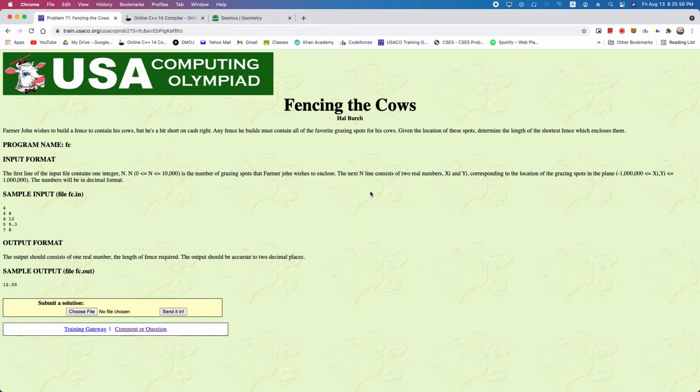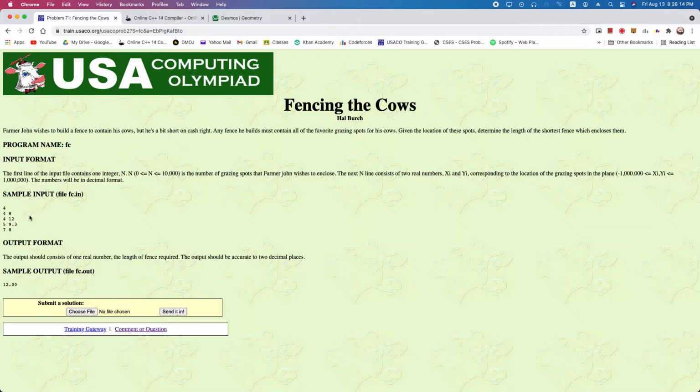Alright, today I will talk about the problem fencing the cows. In this problem, what we want to do is find a few points so that we can connect a few lines and all of the other points will be enclosed inside those lines. And so this is the convex hull problem.